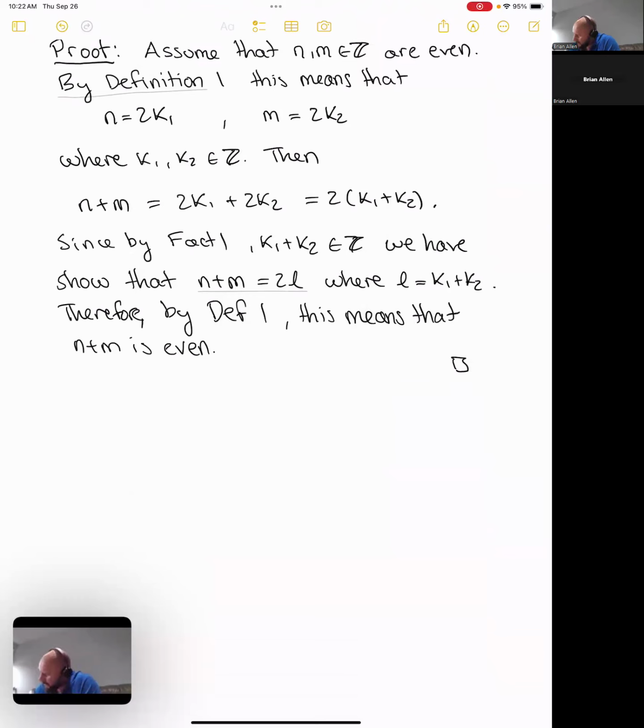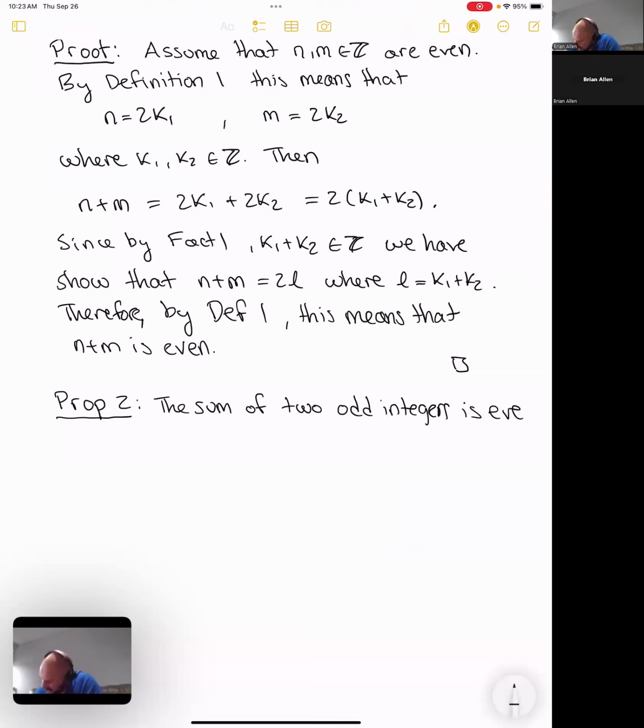Okay, well, let's prove something else now to practice. All right, so here's the second proposition that we want to prove. And again, I'm going to start already by abbreviating proposition by prop. And it's very similar to the last, but this one says that the sum of two odd integers is even, not odd, right?